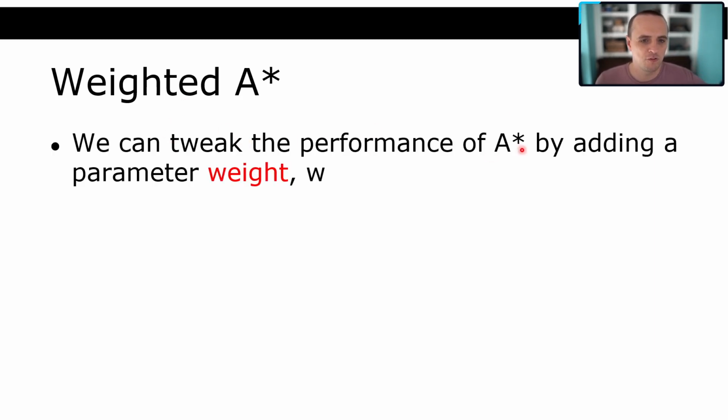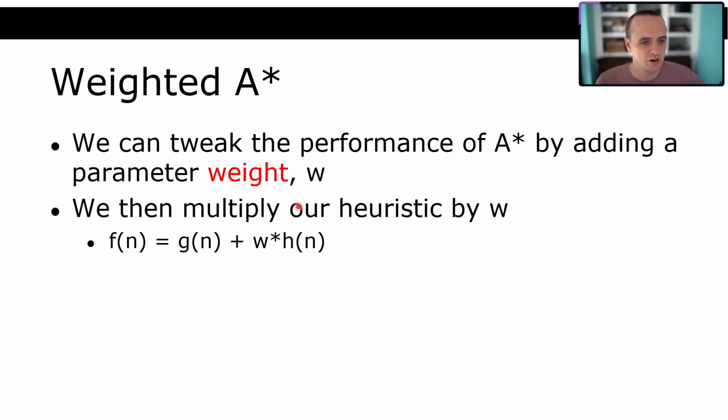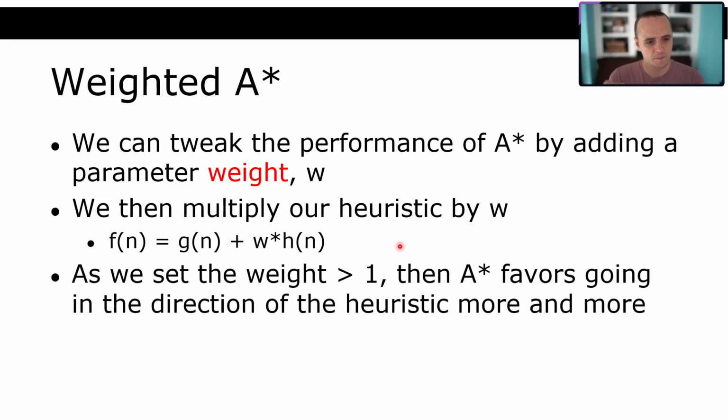So we can tweak the performance of A-star by adding a weight parameter, W. And what we're going to do with that parameter is multiply our heuristic by W. Okay? So our G of N is going to stay the same, but we're going to weight our heuristic by W, and we can change the value of W. All right. So look at this. Let's say we start out with a weight of 1. If we have a W equal to 1, then this is just the formula for A-star, right? It's just G of N plus H of N.